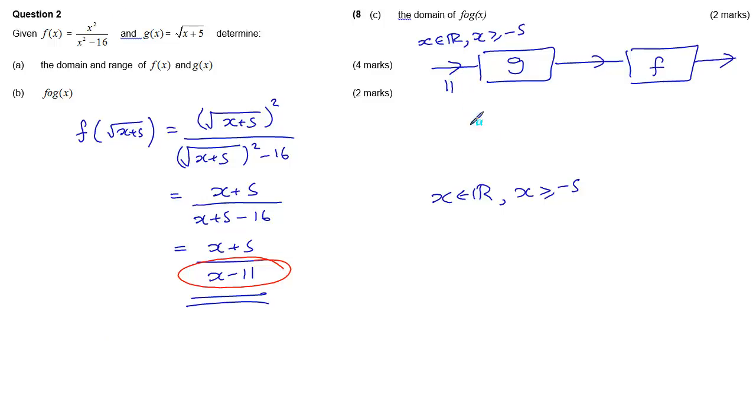Let's suppose we had 11 going in here. Then this would be the square root of 11 plus 5, which is 16, which means we have 4 here, and we know that 4 can't go into f. So we also need to exclude the value 11.